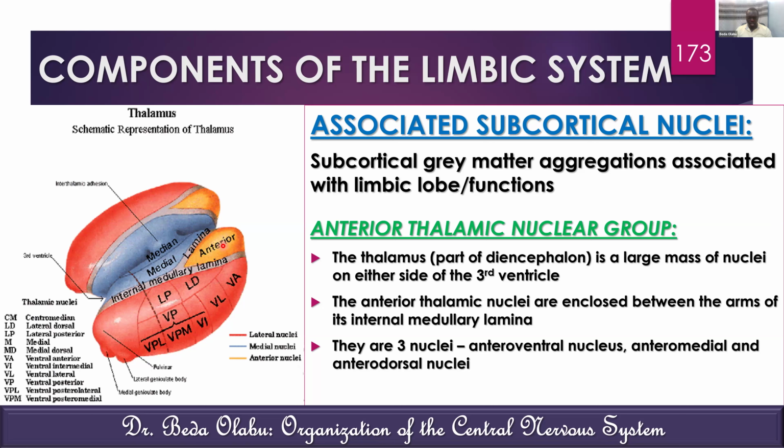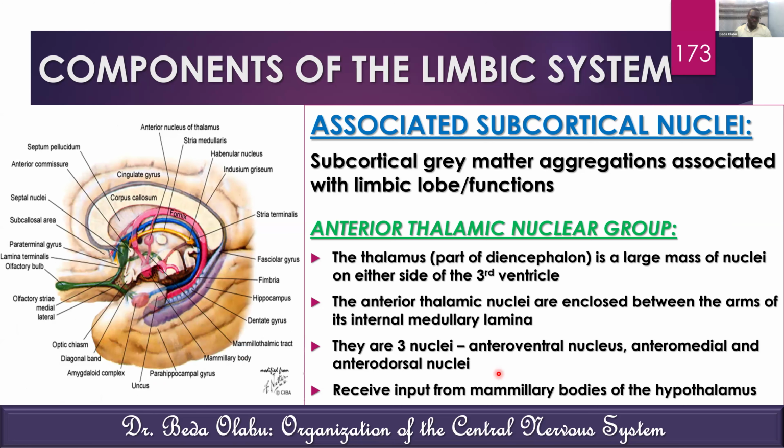These three nuclei of the thalamus are the ones that are linked to the limbic system. They primarily receive information from the mammillary bodies of the hypothalamus through what I just mentioned in the previous slide as the mammillothalamic tract. In this image, we can see that understanding. So from the hippocampal formation, we have the fornix going round there. And then the fornix lands at the mammillary bodies of the hypothalamus. From the mammillary bodies of the hypothalamus, we have an efferent to the anterior thalamic nucleus through this mammillothalamic tract.